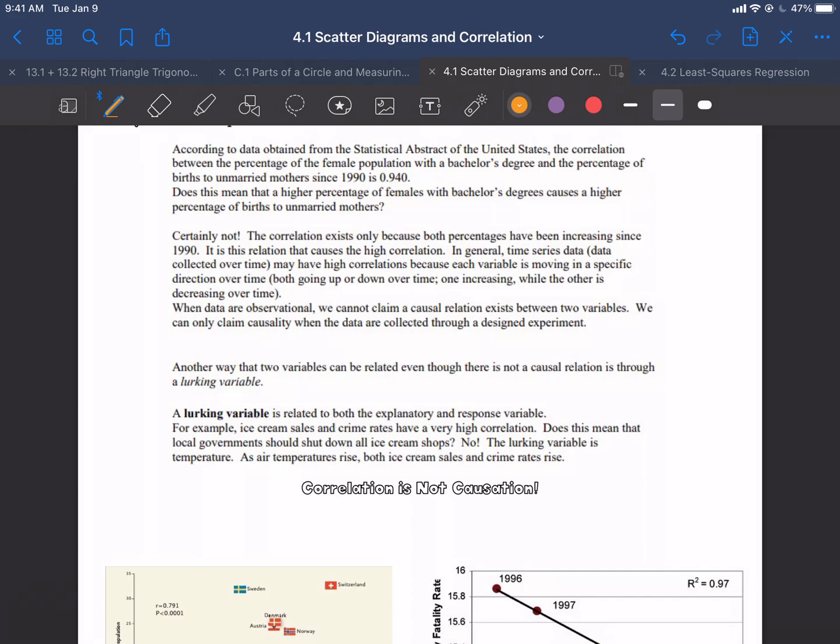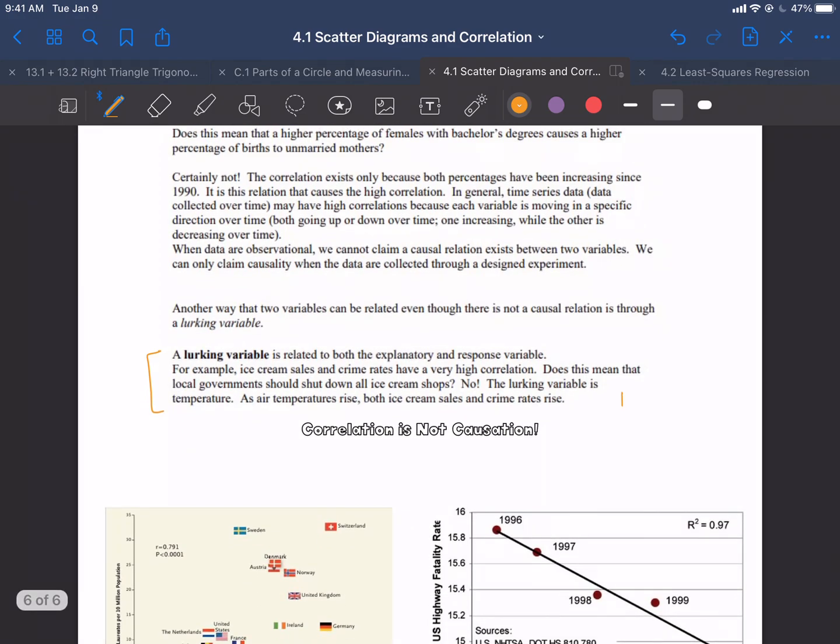So I'm going to look down here first because I like this example. For example, ice cream sales and crime rates have a very high correlation. Does this mean that local government should shut down all ice cream shops? No. Okay, the lurking variable is temperature. As air temperature rises, both ice cream sales and crime rates rise.